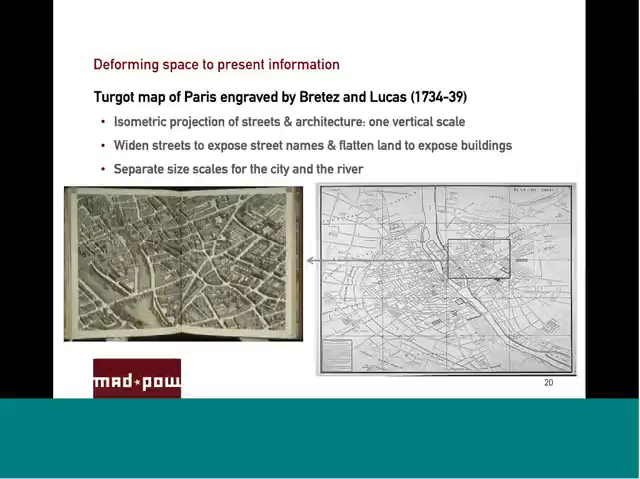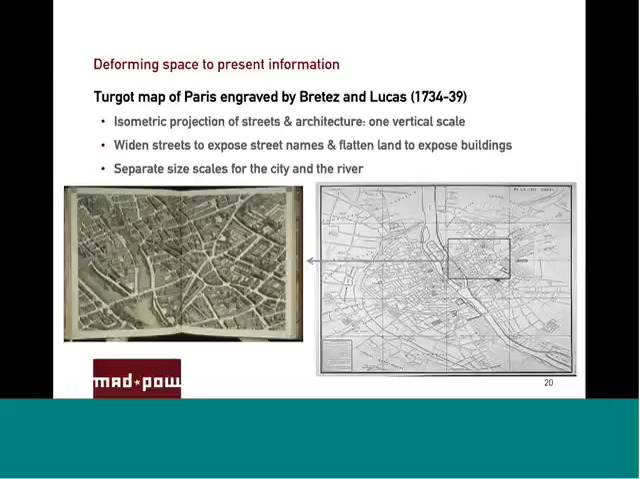Some of the deformities that they went through were in order to make the streets and the labels for the streets visible: they widened all of the streets to expose areas to put the street names. And they also flattened the city. Paris is not a very hilly city, but it does have some hills. And if they had represented the hills, it would have obscured some of the buildings, so they simply flattened things. Interestingly enough, they created two separate scales, which we'll see in a moment, one for everything actually on the land in the city and another for the river.